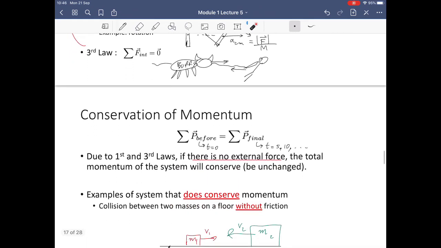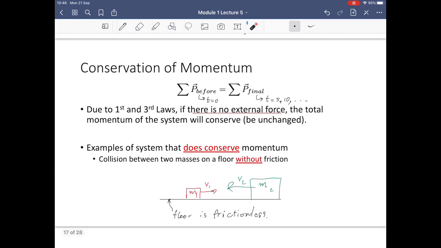Okay, and that leads to another important topic in physics, which is conservation of momentum. So we have already defined momentum in our last lecture. It is just the mass multiplied by the velocity of the mass. Okay, just that.